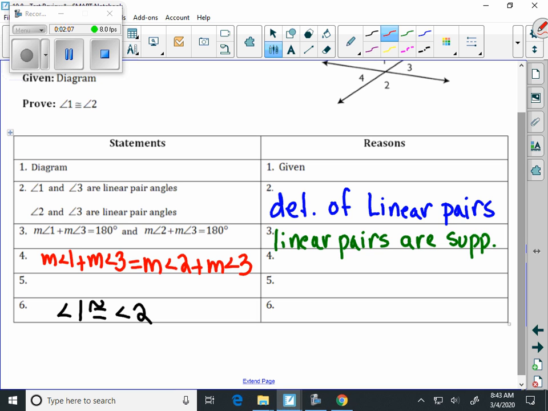And the way that I look at that part is I substituted in, since they both equaled 180 degrees, the measure of angle 2 plus the measure of angle 3 in for the 180 degrees. So I said substitution. Some of you may have said transitive, and that is a perfectly acceptable reason as well.